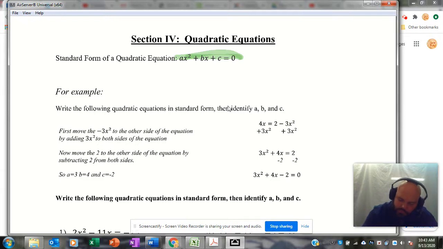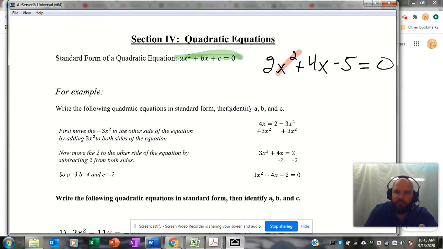To give you an example of that, you could have something like 2x squared plus 4x minus 5 equals 0. What I want you to see is a couple things in this. Notice that we start with the highest power of the variable, so that's an x squared, followed by an x to the first, and then we have the constant. So the main thing you need to understand about the standard form of a quadratic equation is that it orders the variable degrees from highest to lowest and that the equation is equal to 0. So everything is moved over to one side of the equation.